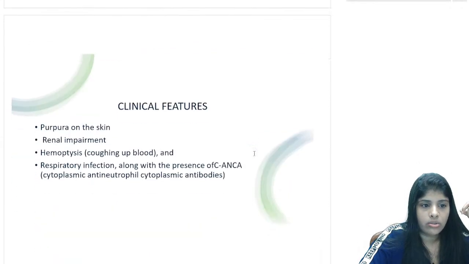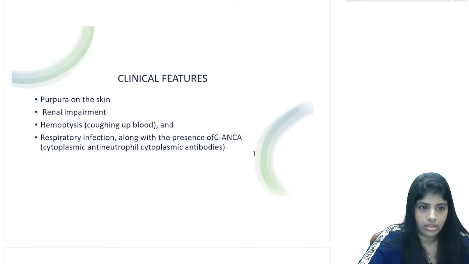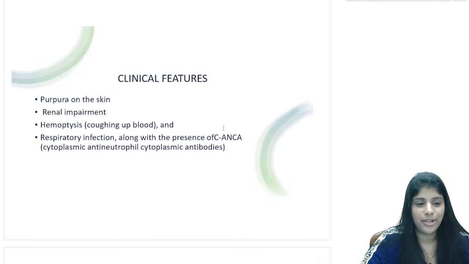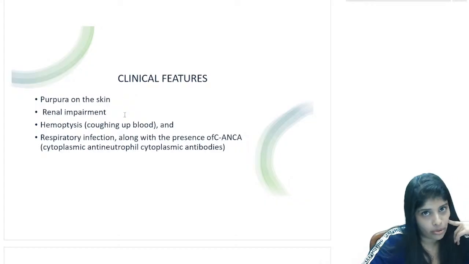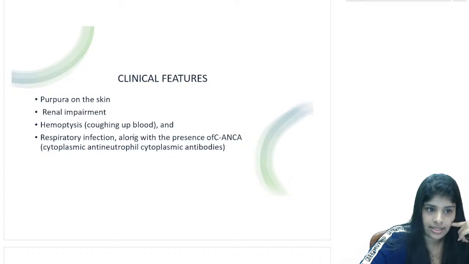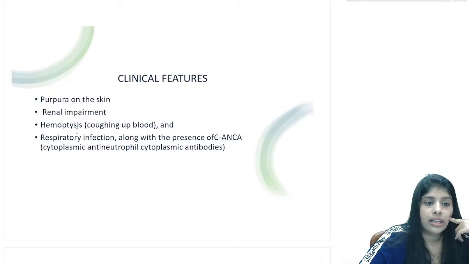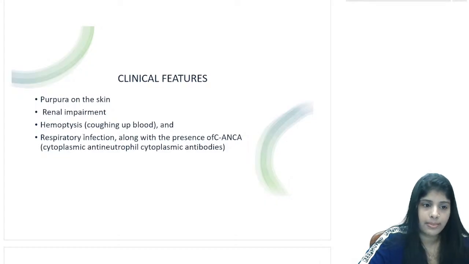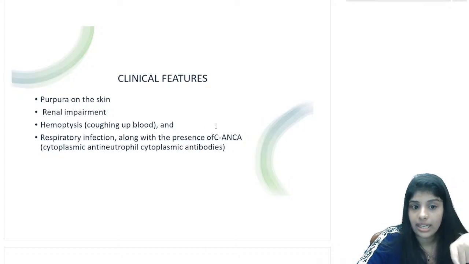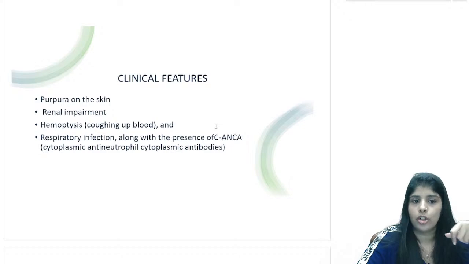And I have written the clinical features once more here for a clear picture. That is purpura on the skin. It's very important. Renal impairment, glomerulonephritis, hemoptysis, coughing up of blood. And we have already seen there is bleeding in the lungs, right? So obviously hemoptysis will be there. And respiratory infection along with the presence of C-ANCA. So if the question mentions C-ANCA, it can be Wegener's granulomatosis.